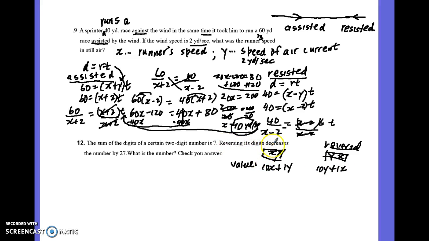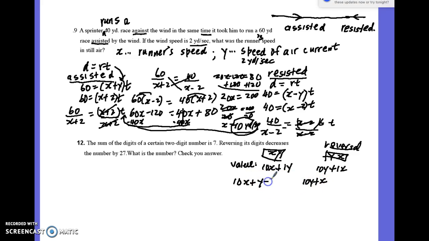Okay? Now reversing the digits decreases the number by 27. So what can we say? Well, here's what we can say. If the number is decreased, that means the new number is going to be less than the number before. So the original number, 10x plus y, or the value of the original number, is going to bear a special relationship with the value of the new number. Here's the new number, the original number. So the new one is 27 less than the old one.